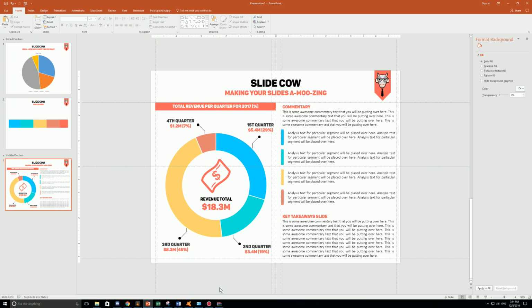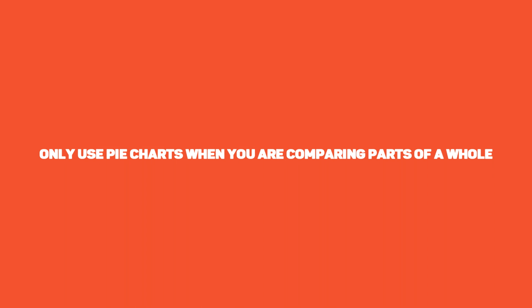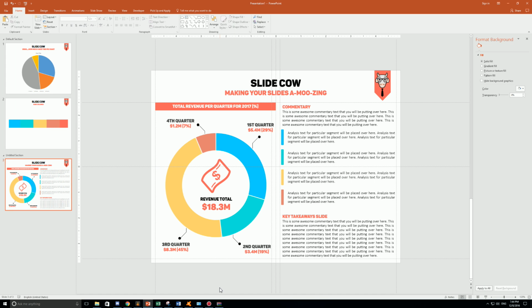Only use pie charts when you are comparing parts of a whole. I'll say that again because it's important. Only use pie charts when you are comparing parts of a whole. To demonstrate, consider this slide as an example.